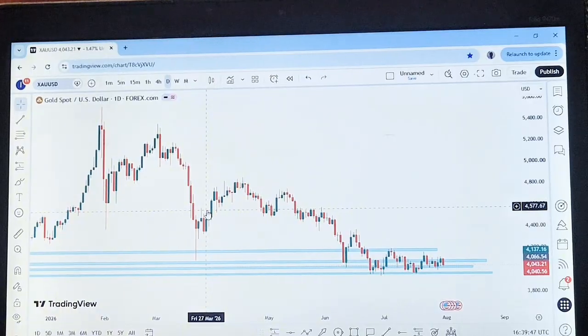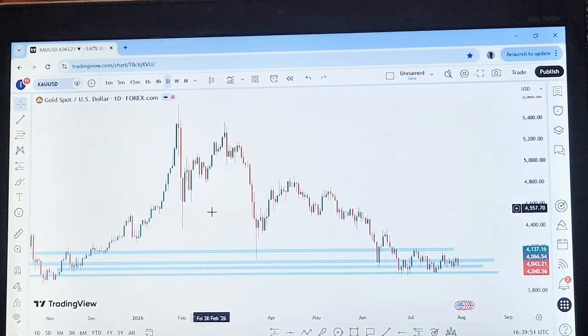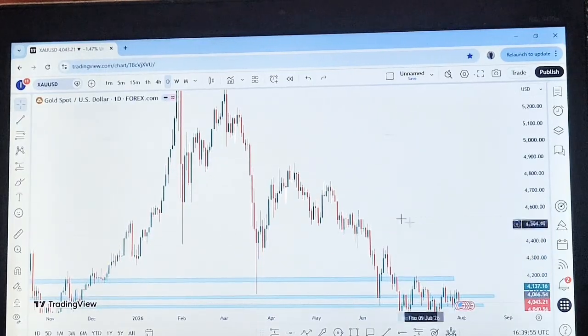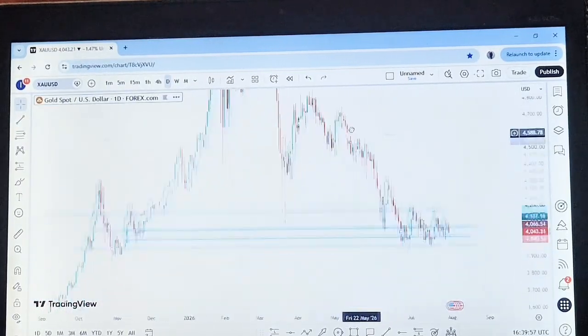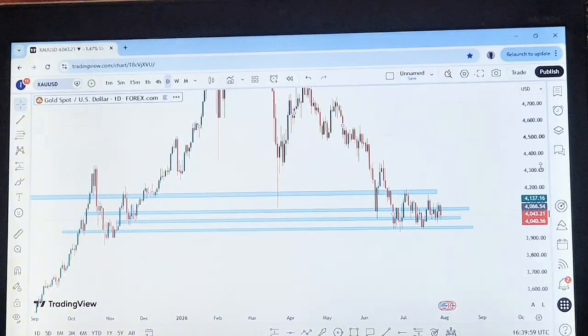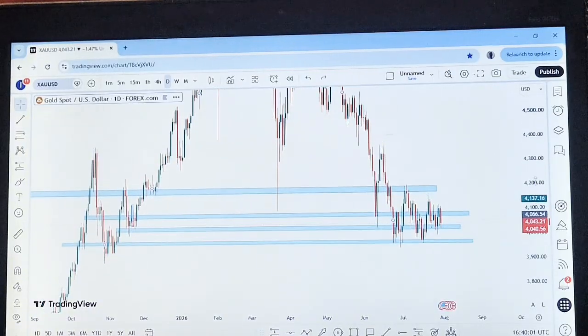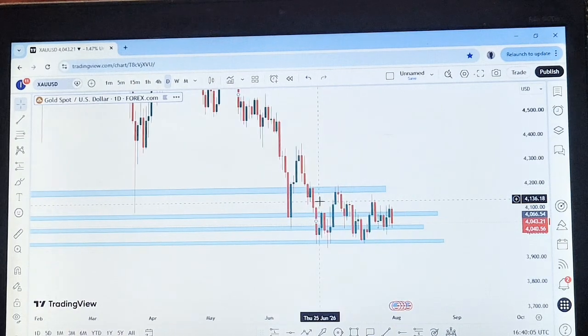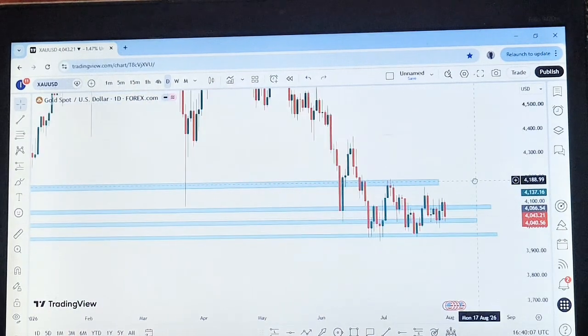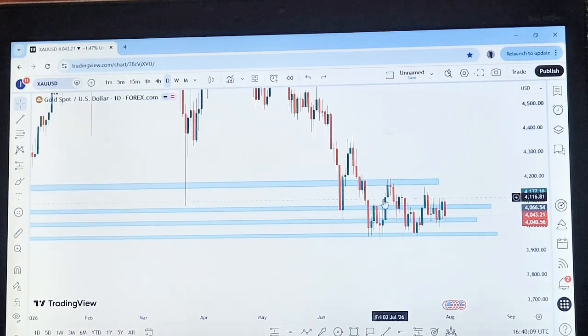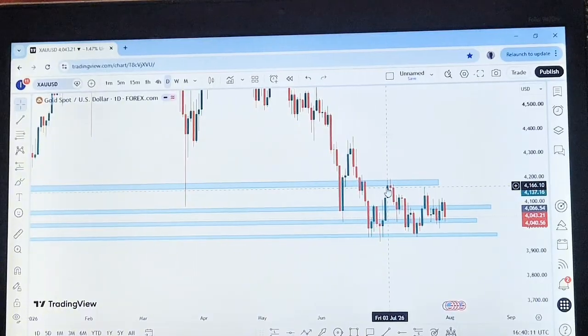So the next thing I'm going to do is to mark out my levels. I'm going to mark my levels on the daily time frame and the 4 hour time frame, right? Looking at this, you can see I only look for areas where there is at least 3 touches, right? 3 touches. You see the market touch right here.